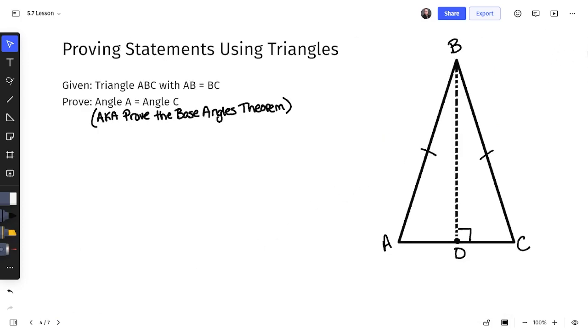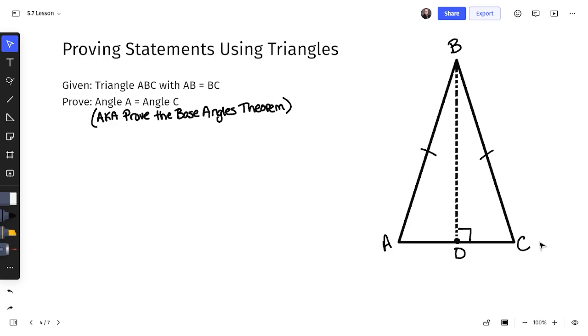And we can use these different criteria to prove certain statements about triangles. So here we are given that we have a triangle ABC with side AB congruent to side BC. They have equal lengths. And our goal is to prove that angle A equals angle C. The angle A is congruent to angle C. What we are actually trying to provide is a proof of the base angles theorem for isosceles triangles, that says that the base angles of isosceles triangles are also congruent.